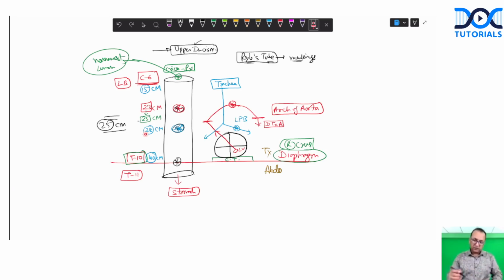Now, I have told you four things. Number one, 15 centimeter, which is here. Then I told 23 to 25 centimeter, which is here. 28 centimeter, which is here. And 40 centimeter, which is here.